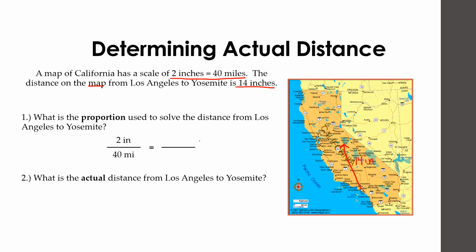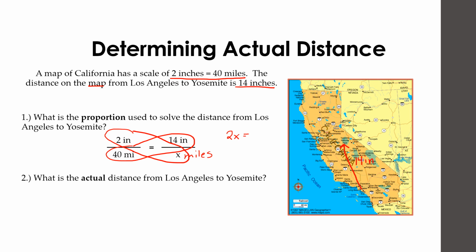So that has to go into the numerator, just like there are inches over here in the numerator on our scale factor. Which means the thing we do not know is how many miles is the actual distance from Los Angeles to Yosemite. So we're looking over here and trying to find whatever those X miles are. Now, when you're solving this, remember you're just using that proportion. So you're multiplying the 2 times X and the 40 times 14.